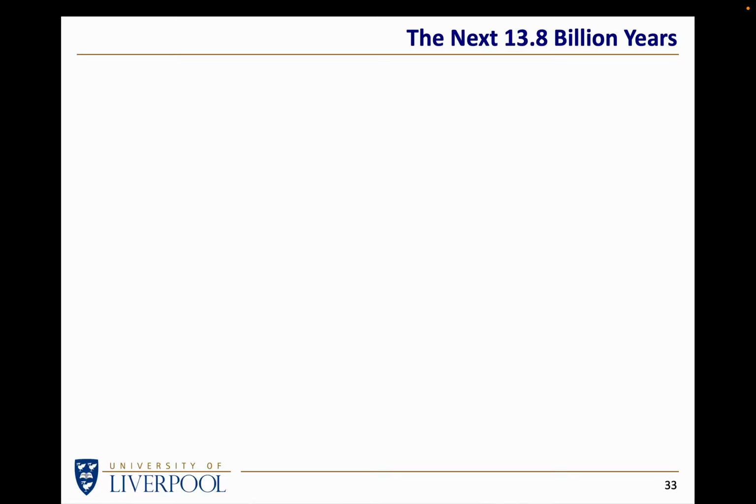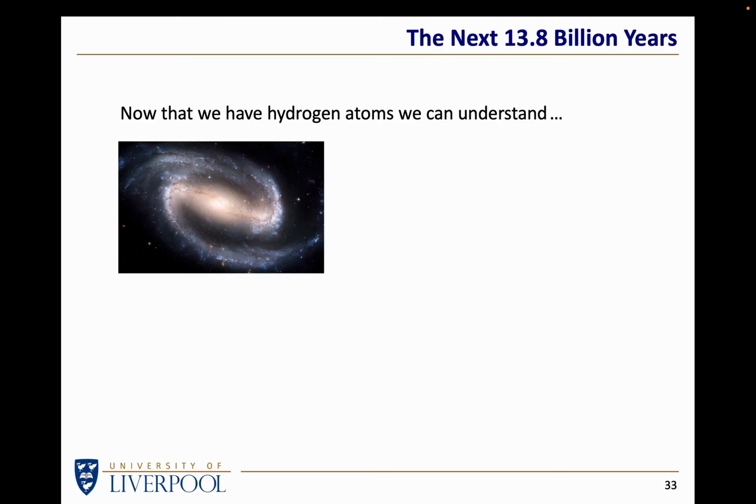So what happens in the next 13.8 billion years? Well, essentially, if in 3 minutes we can understand where all the hydrogen comes from, if we've got shed loads of hydrogen, then we can start to say, well, yeah, okay, hydrogen makes stars and stars turn hydrogen into heavier elements, etc. So once we've got the hydrogen, you could say, done deal.